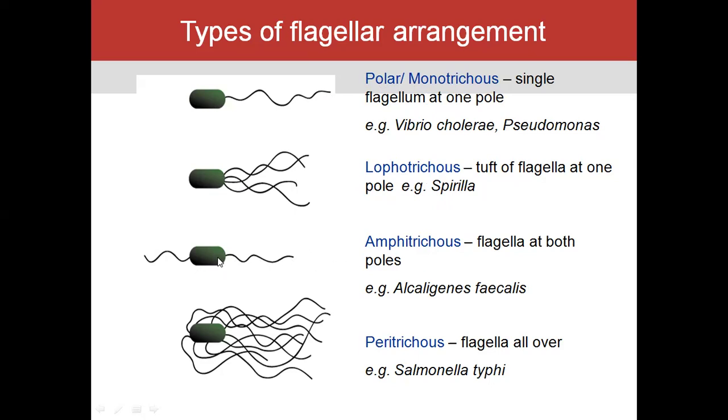Next, amphitrichous. Amphi means both. So here flagella are present at both ends, or both poles. Example, Alcaligenes faecalis. Next, peritrichous. Peri means all over the cell. So peritrichous means flagella are present all over the cell. Example, Salmonella typhi.